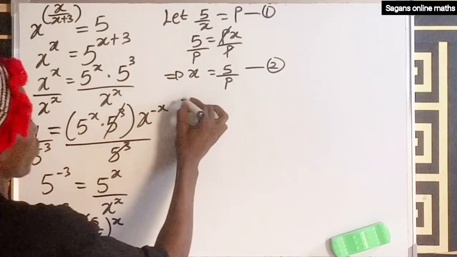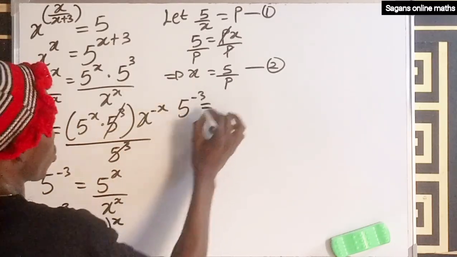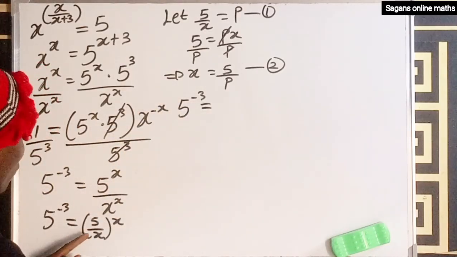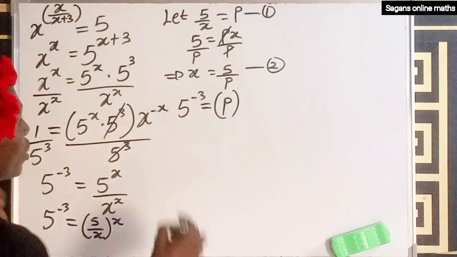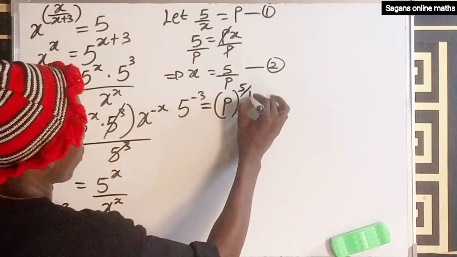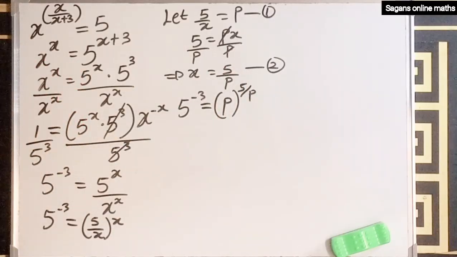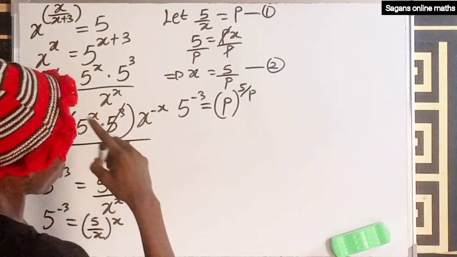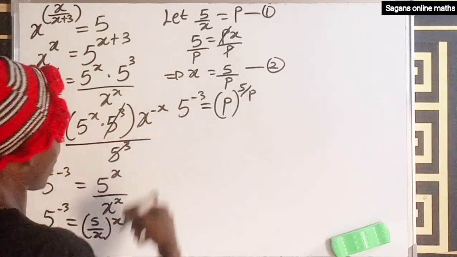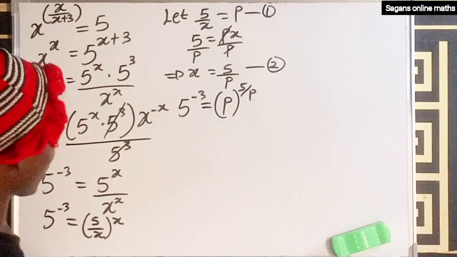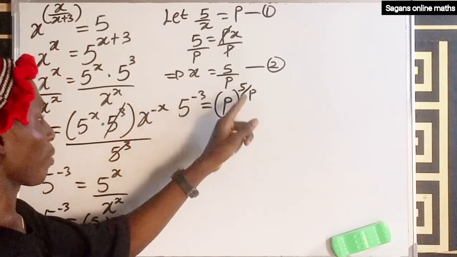So we are going to substitute this into this equation. So we have that 5 to the power of minus 3 is equal to, now here you're having 5 over x, which is p. So you have p all to the power of x, and x is 5 divided by p. Wow, this is amazing, right? Now what we are going to do is make it interesting, right? We have 5 over p here. So we can do something very amazing because this is 5 over p.